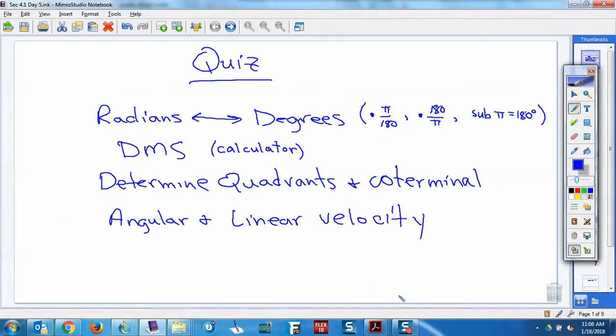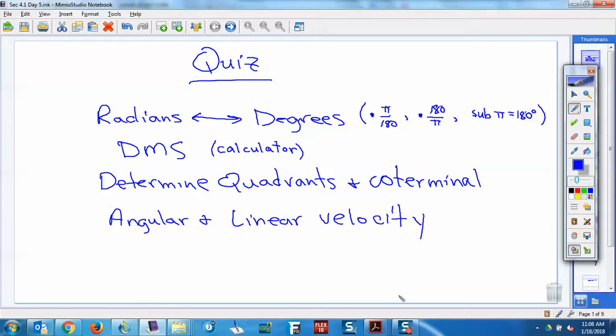A lot of work time. Quiz tomorrow, and so hopefully Lucas is listening to this and ready to go. Nothing new today, really, for this, other than obviously talking about angular and linear velocity. So first part of the period again tomorrow, we'll do the quiz. You have plenty of time before lunch.